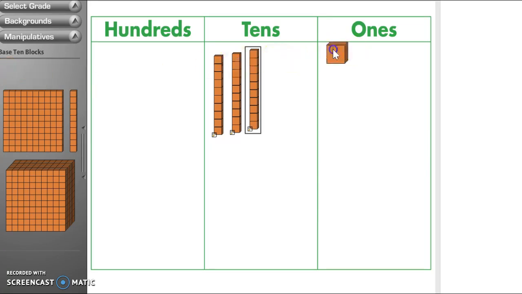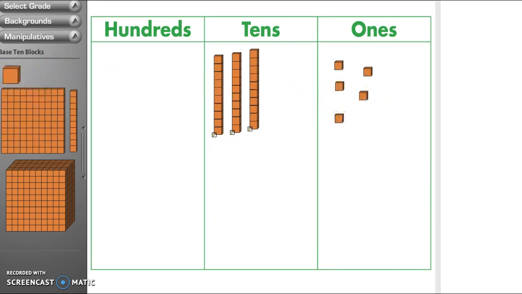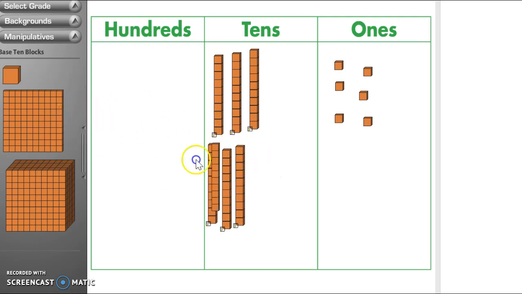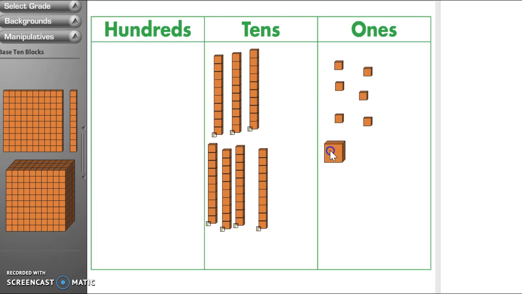All right, so we need 36. 1, 2, 3, 4, 5, 6. Okay, and we need to add 45. So we need to add 4 10s, 2, 3, 4, and we need to add 5. 1, 2, 3, 4, 5.